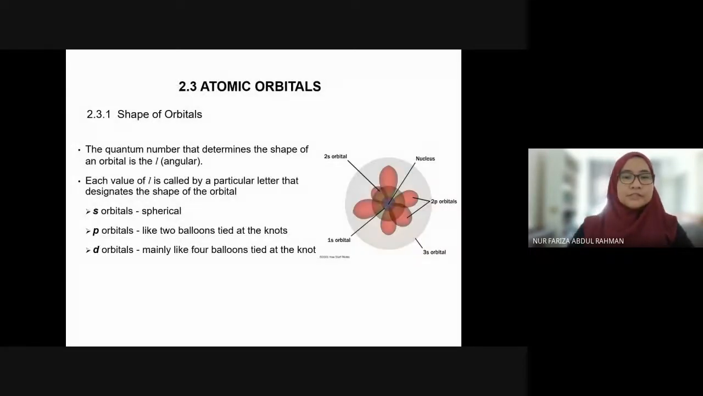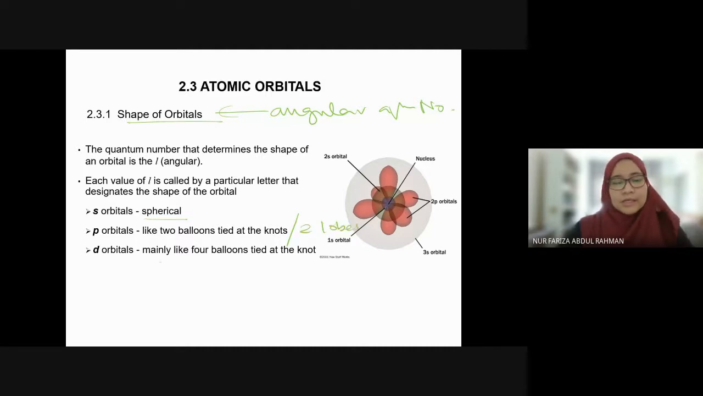Shape of the orbitals. The quantum number that determines the shape of the orbital is the angular quantum number. Each value of L is called by a particular letter that designates the shape of the orbital. So the s orbital will be spherical, the p orbital is like two balloons tied at the knot, or a dumbbell, with two lobes. The d orbital is mainly like four balloons tied at the knot, or four lobes.